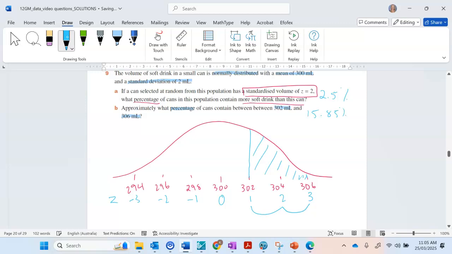So with a normal distribution and the standard normal distribution, you just got to get used to using your percentages and also the standard formula. So just getting confident with using that. So the more questions you do, the better.